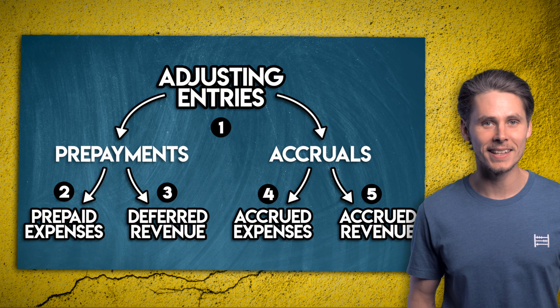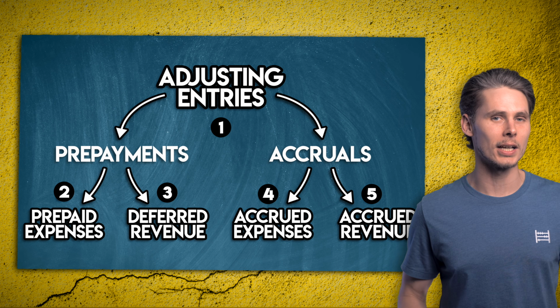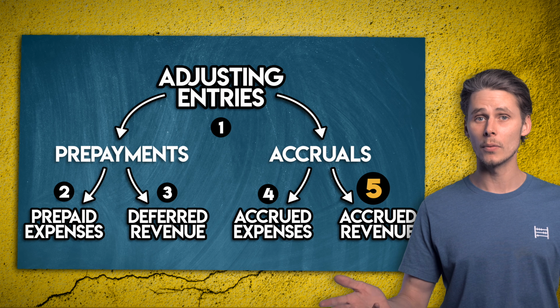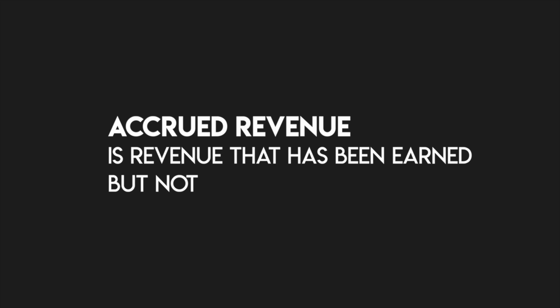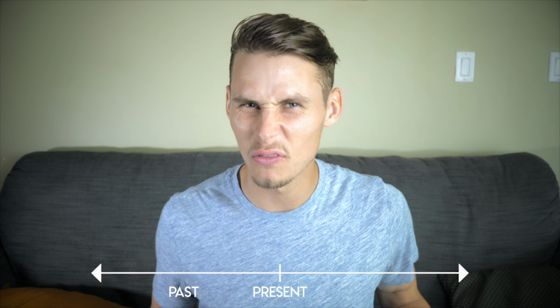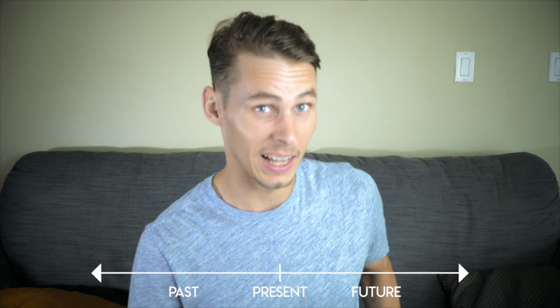Well done on making it this far. We have one more adjusting entry to go, and it's called accrued revenue or unbilled revenue. You've got this. Accrued revenue is revenue that has been earned but not invoiced yet. Sometimes you'll hear it called unbilled revenue, but accrued revenue is what it's more commonly known as. That was the definition, but what does it really mean? Accrued revenue is revenue that we've earned in the past that we haven't billed the client for yet. So as of now, in the present, we haven't raised an invoice yet. That'll happen later in the future.